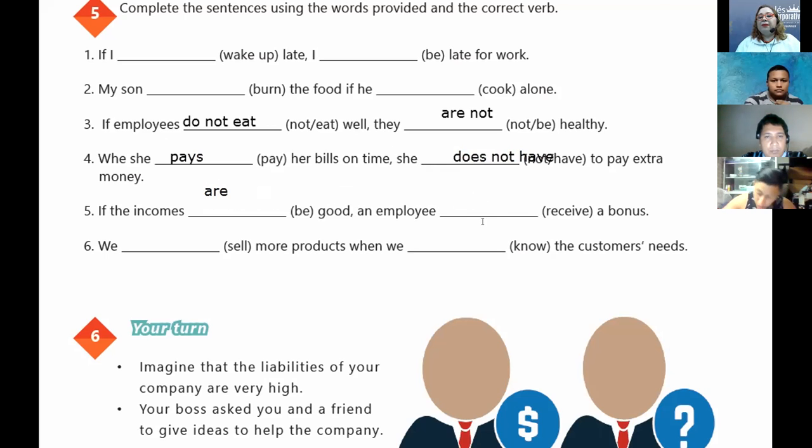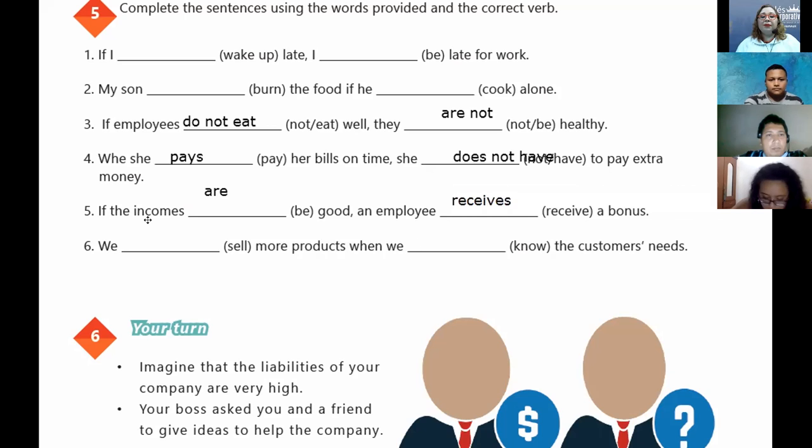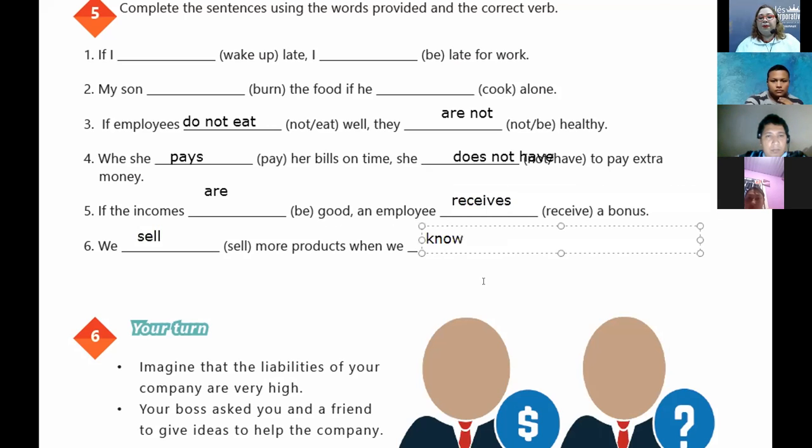An employee receives. Receives, okay. Receives. Correct. And number six. Sorry, it says we. We sell more products when we know the customer's needs. Okay.